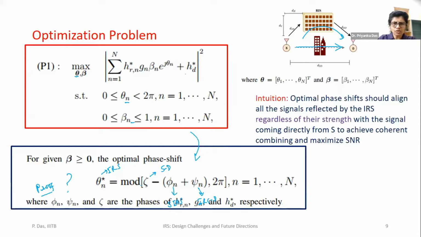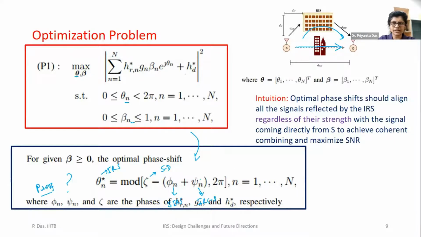Also they have claimed that this optimal phase is independent of beta. So regardless of the absorption, whether it is absorbing or not, the optimal value of my theta n star depends only on the SD channel phase, that is, the phase of the source to IRS and IRS to D, for the nth element. For different elements, you have to adjust differently.